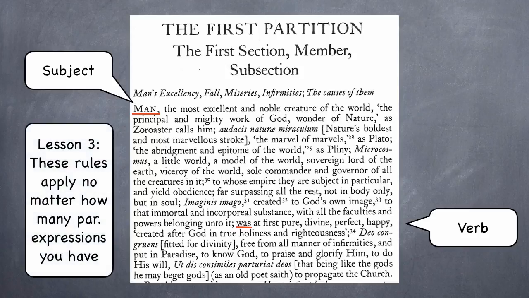Next, lesson 3. These rules apply no matter how many parenthetical expressions you have. Like I said, there are many parenthetical expressions here, and we're talking, by my count, 13. So between man and was, we have 13 parenthetical expressions. I could be wrong by 1 or 2. So here are your takeaways.